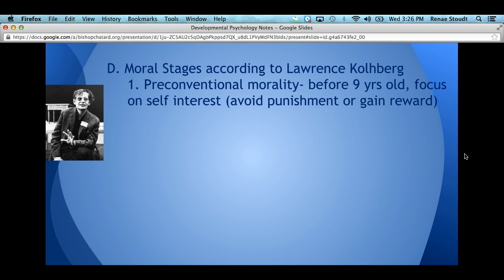Or in the opposite viewpoint, a child that is in pre-conventional morality may say he should take the drug because all of his friends and family members will like him, okay, gaining a reward. So that's the idea behind pre-conventional morality, and remember that Kohlberg said it lasts until about nine years old.